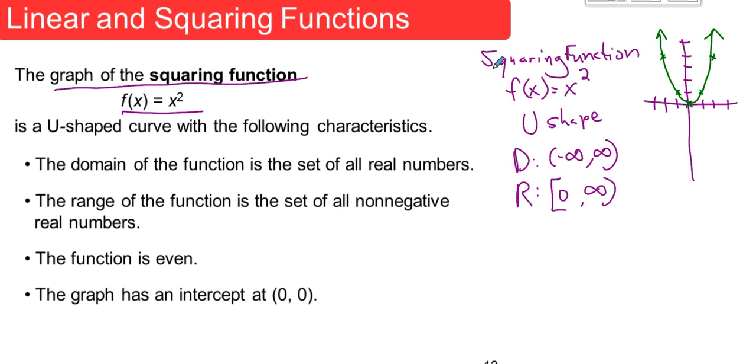And that's of just this squaring function. So that's what we get. This is also an even function. It can be folded on the y-axis. The intercept is at 0, 0. It has a minimum, which is also at 0, 0.